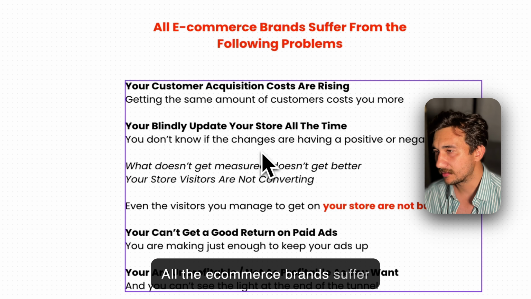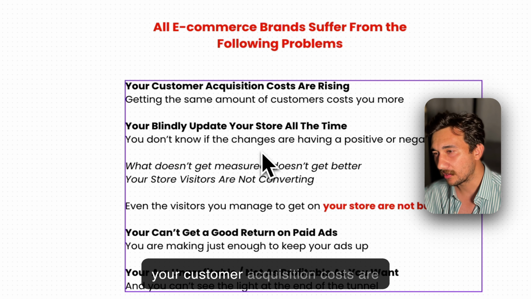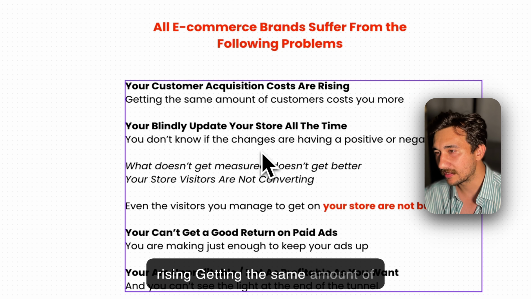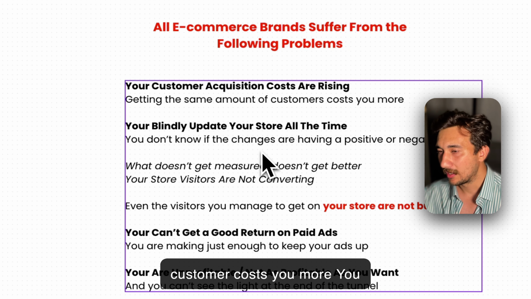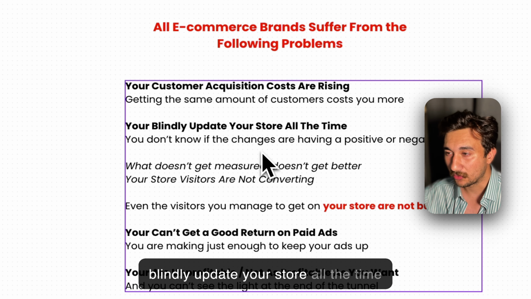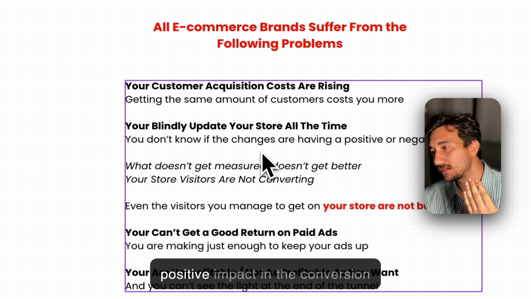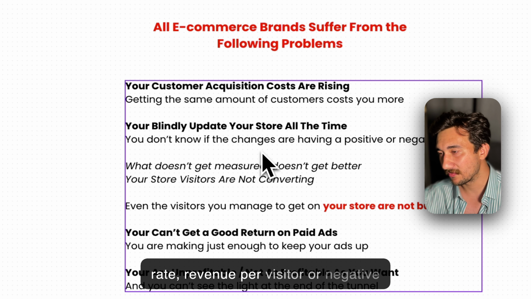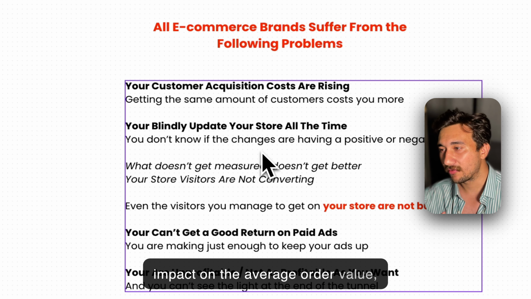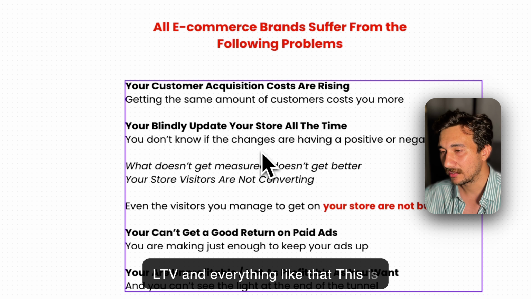All e-commerce brands suffer from the following problems. Either your customer acquisition costs are rising, so getting the same amount of customers costs you more. You blindly update your store all the time. You don't know if the changes have a positive impact on the conversion rate and revenue per visitor, or a negative impact on the average order value, LTV, and everything like that.